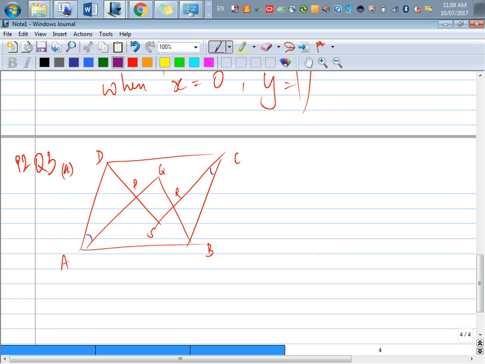Tell me about the opposite angles of a parallelogram. Yeah, they're the same. So that is the property that we are interested in. So our first line will be angle DAB equals to angle BCD. So we can call this opposite angles of parallelogram are equal. Yeah, this is part A.